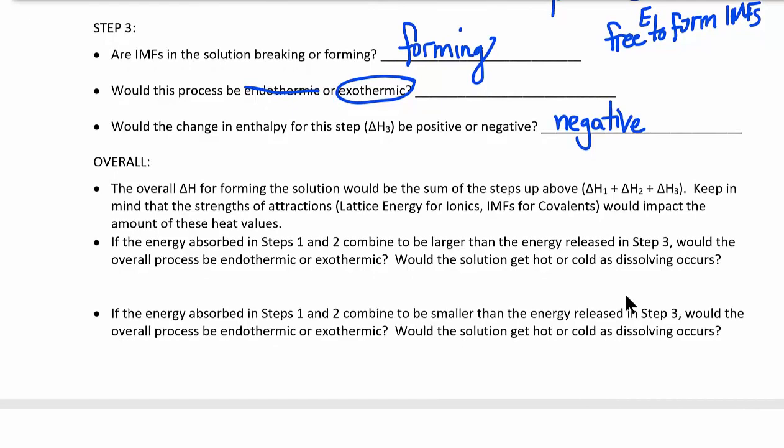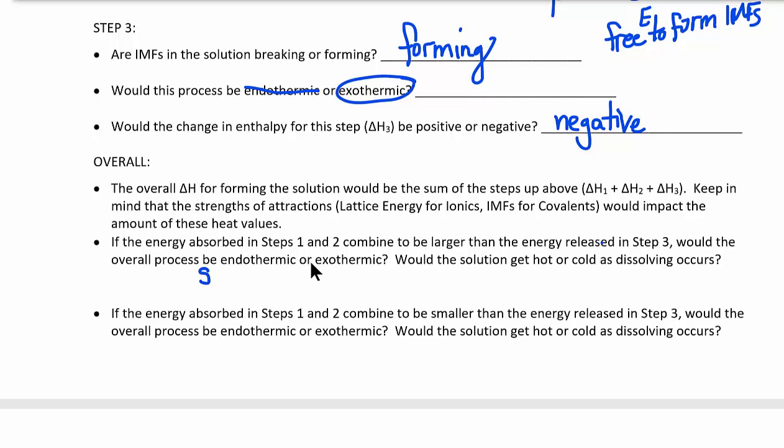So the overall delta H for forming the solution would be the sum of all of the steps above: your delta H sub 1, delta H sub 2, and your delta H sub 3. Keep in mind that the strengths of the attractions, in other words, the lattice energy for ionic compounds and the IMFs for covalent compounds, would impact the amount of these heat values. If you remember correctly, last semester, ionic compounds take more energy to break than intermolecular forces. If the energy absorbed in steps 1 and 2 combine to be larger than the energy released in step 3, would the overall process be endothermic or exothermic?